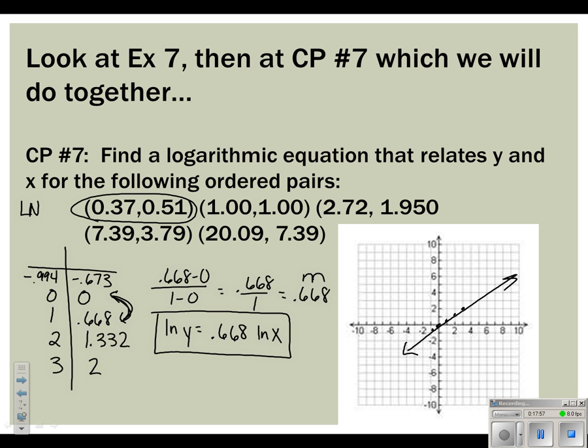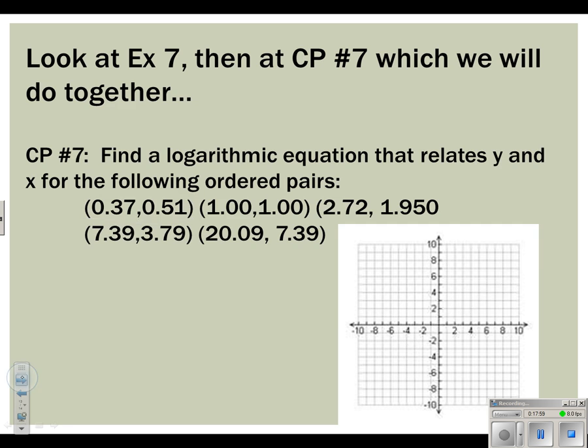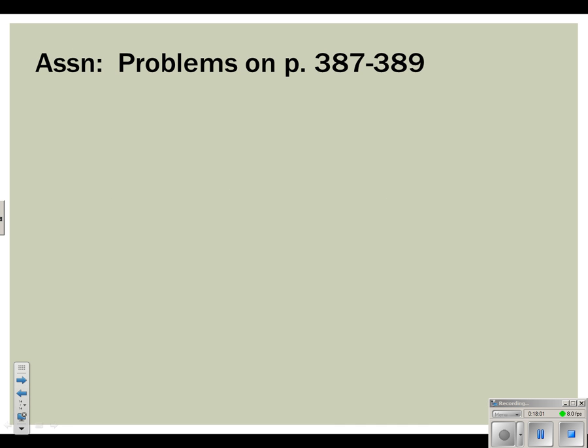Your problems are going to come from the next following pages. We've got 387 to 389. Repetition is the key. I need you guys to do a lot of these. Don't take the weekend off. Do a bunch, get comfortable with them, and we'll be looking at a quiz now that we've done sections 1, 2, and 3 coming up real soon.